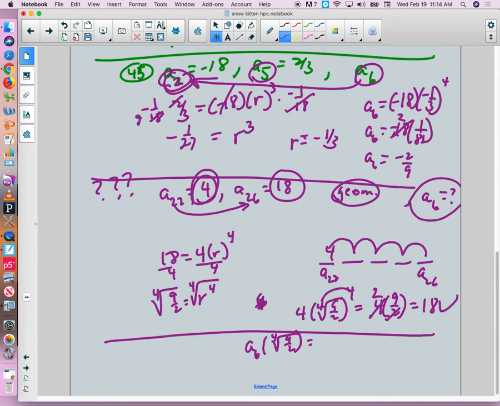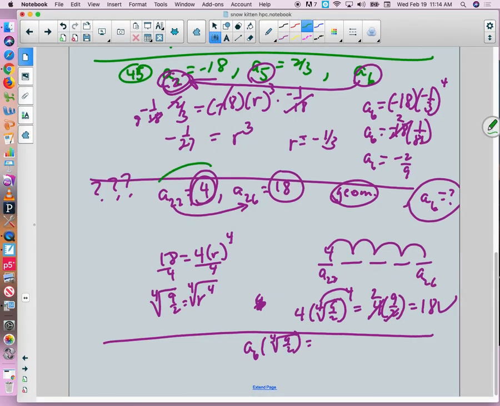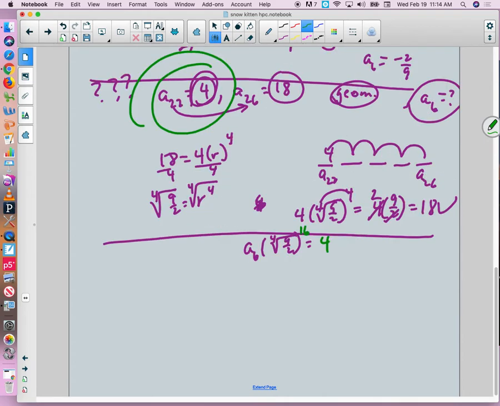How many times to get to the 22nd term? 16 times, so this is to the 16th power, and that should give me 4. Do you see how I'm using common sense to do that? Let me get the page up here.